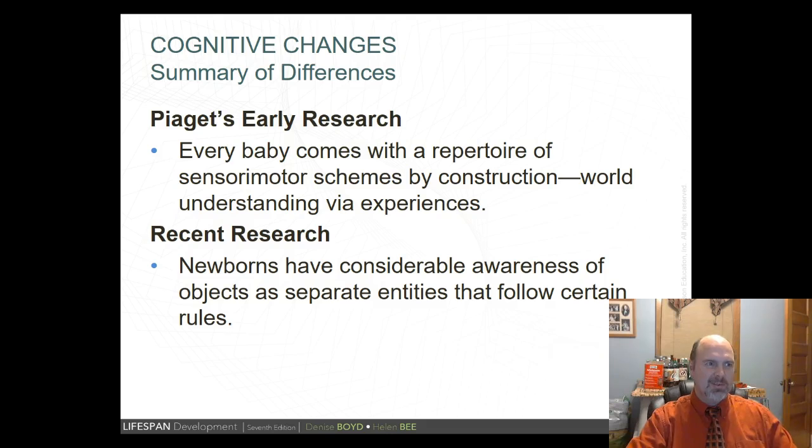So Piaget's early research says every baby comes with a repertoire of sensorimotor schemes, and by construction, builds world understanding via experiences. Recent research shows newborns have considerable awareness of objects as separate entities that follow certain rules. So they noticed when the ball wasn't right, it was weird how the ball ended up on the other side of the wall. The baby was able to look at this cause and effect and say, hey, something's not right here.